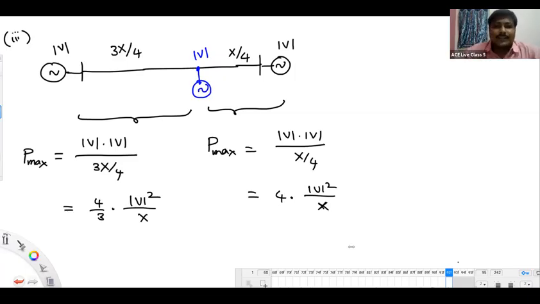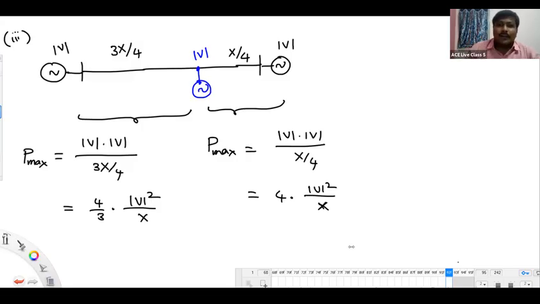Just listen. What is the necessity of calculating P maximum? That you tell me first. Why do I have to calculate P max? Why do I have to calculate the steady state stability limit? Based on this value only, we are going to keep the loading on the system. Yes or no? Based on the value of P maximum only, we are going to keep the loading on the system such that the system is maintained in the stable mode.